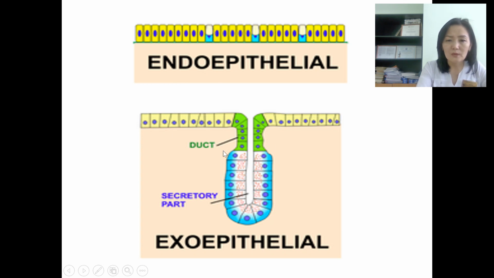But look, if we compare this gland with this one, the secretory part of this gland is located outside of the epithelium. For example, this is a lining epithelium, but this part is glandular epithelium, which is located in the connective tissue. That's why it is an exoepithelial exocrine gland. Exo means outside.